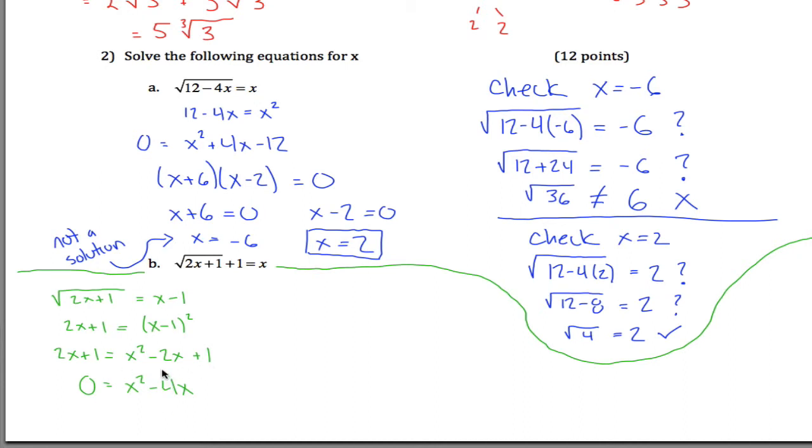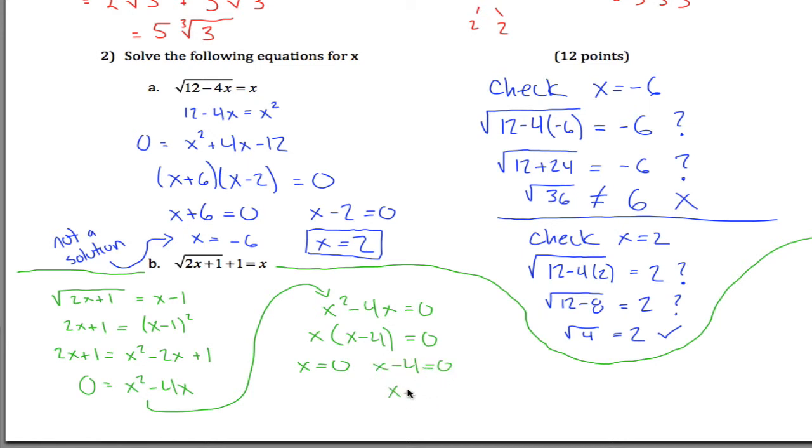To solve this, all we have to do is factor out an x. Let me draw some arrows to make this more clear. I got x squared minus 4x equals 0. If I factor out an x, that gives me x times x minus 4 equals 0. That tells me either x equals 0 or x minus 4 equals 0. That is x equals 4. We got to check our answers.